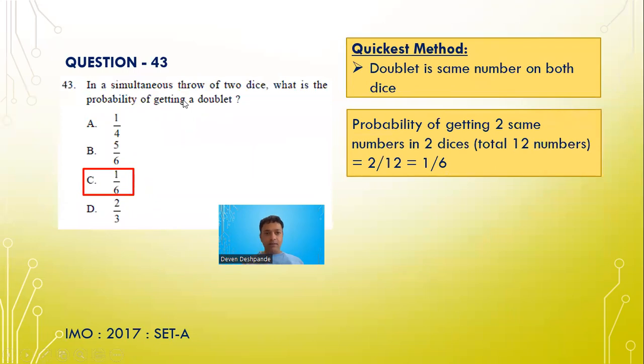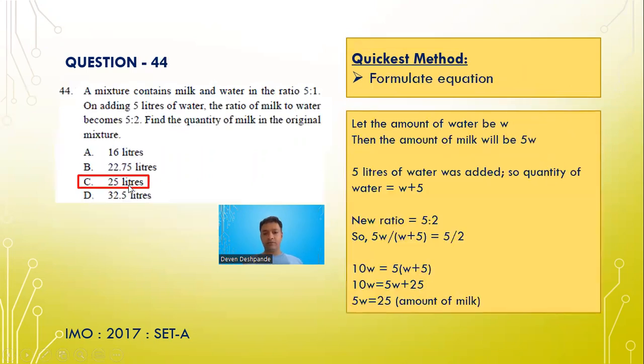In a simultaneous throw of two dice, what is the probability of getting a doublet? What is a doublet? A doublet is two same numbers. So two same numbers in two dice. How many numbers in two dice? 12 numbers. So two same numbers among 12 numbers. So probability is 2 upon 12. So 2 upon 12 is 1 upon 6. So probability is 1 upon 6.